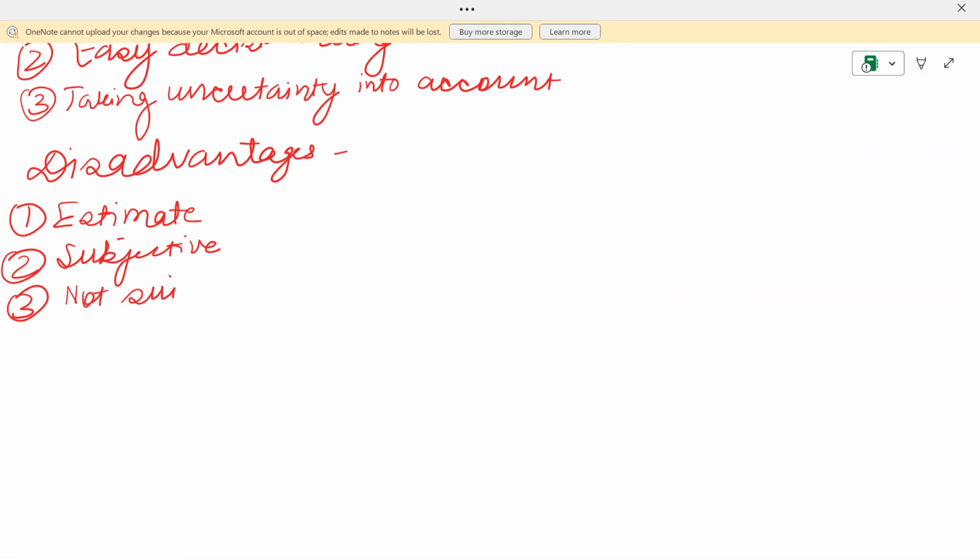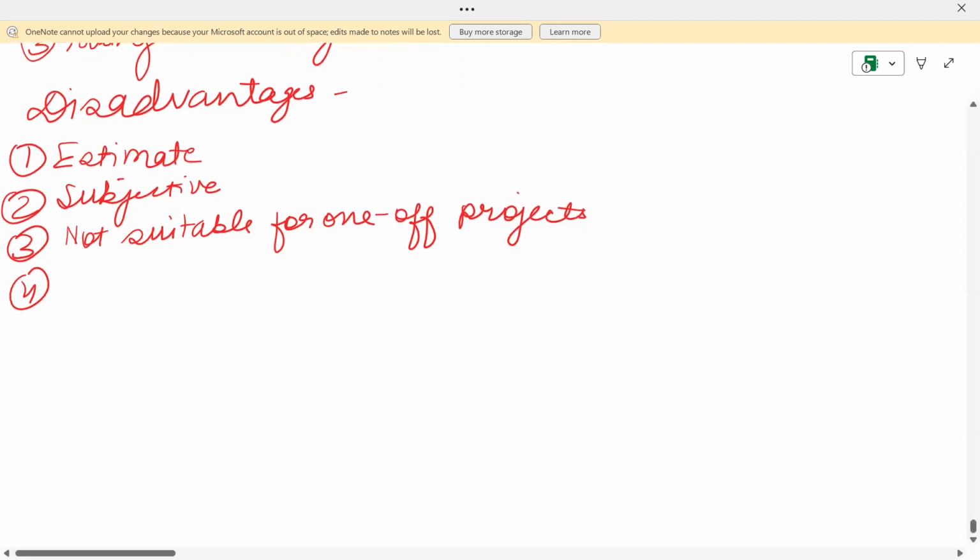It is also not suitable for one-off projects. As we were just discussing above, decisions should not be made for one-off projects using expected values. And this is not useful for all types of decision makers. Like we were saying, this is useful for risk neutral decision makers, so not useful for all decision makers.